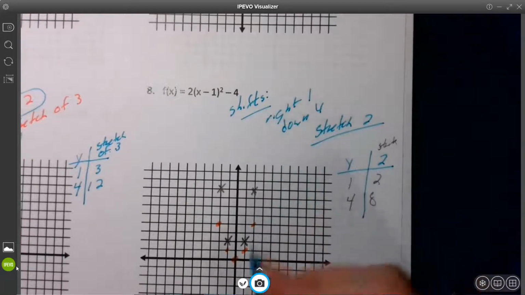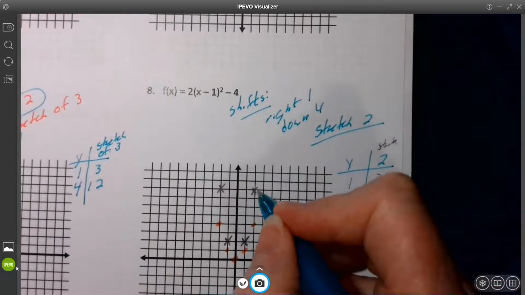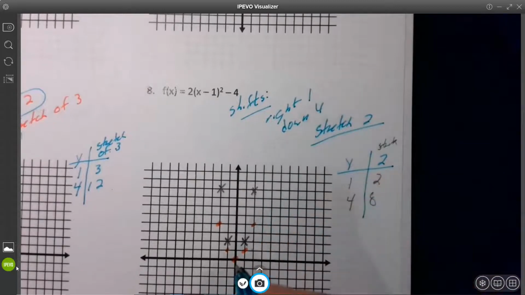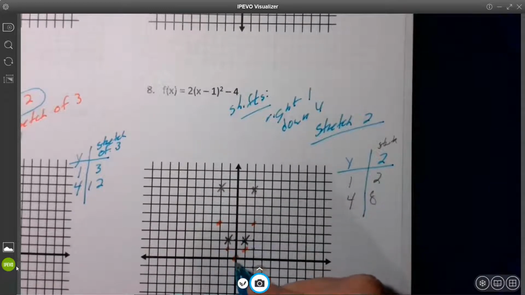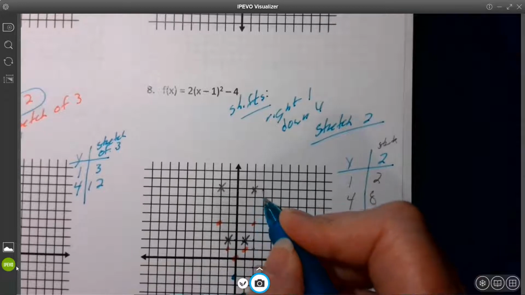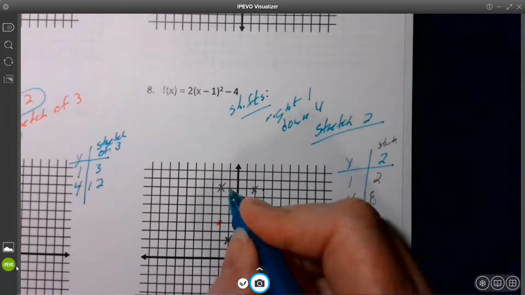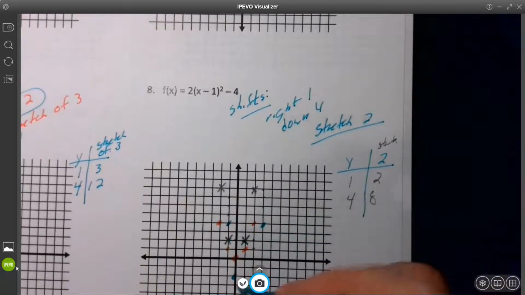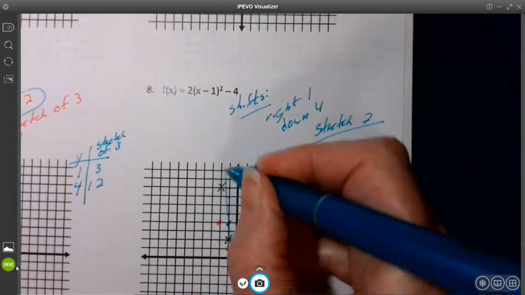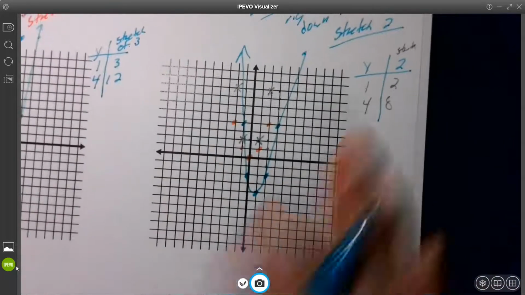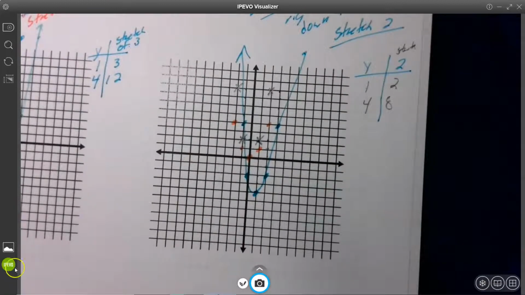Now I'm going to apply the shifts. So now I'm going to shift 1. Everything's going to shift 1. Okay, shift 1, down 4. I better start at the vertex so I keep track of it. I'm going to go right 1, down 4. 1, 2, 3, 4. Right 1. Now I go from this stretch point, right 1 and down 4. 1, 2, 3, 4. Right 1, down 1, 2, 3, 4. Right 1, 1, 2, 3, 4. There's my graph.